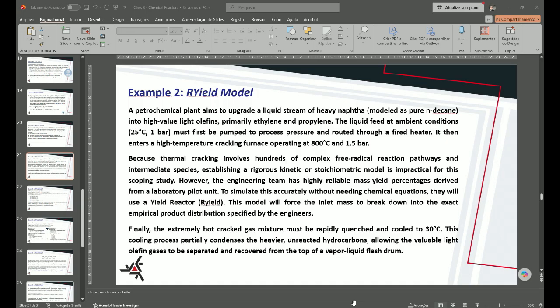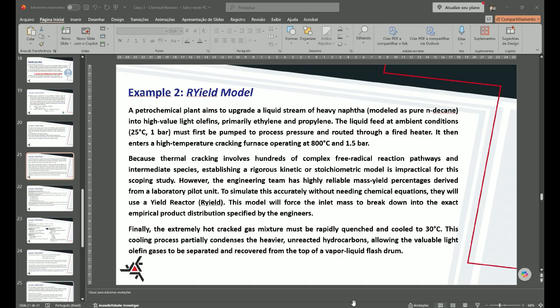However, the engineering team has a highly reliable mass yield percentage derived from a laboratory pilot unit. To simulate this accurately without needing chemical reaction equations, they will use a yield reactor. This model will force the inlet mass to break down into the exact empirical product distribution specified by the engineers. Finally, the extremely hot cracked gas mixture must be quenched and cooled to 30 Celsius degrees.